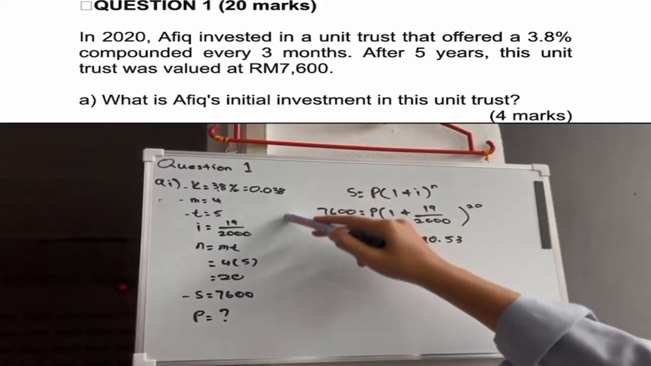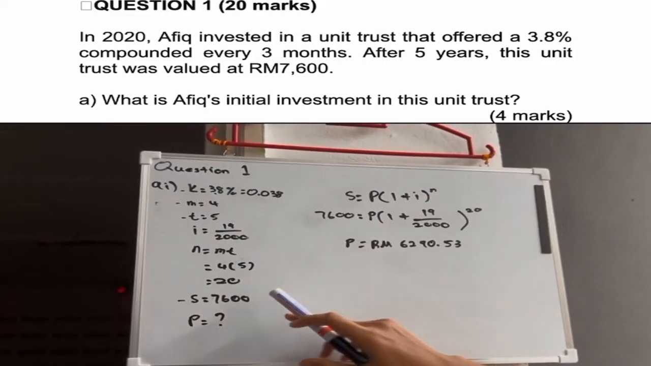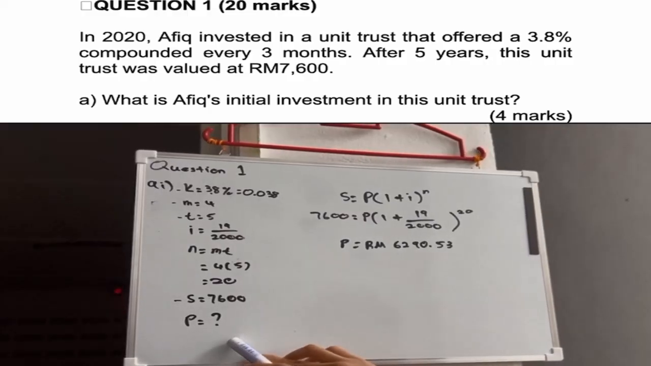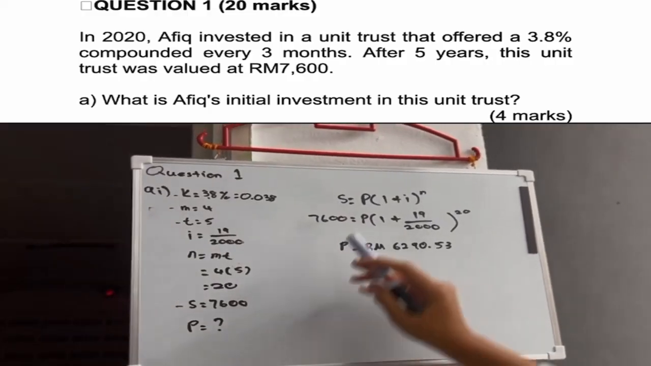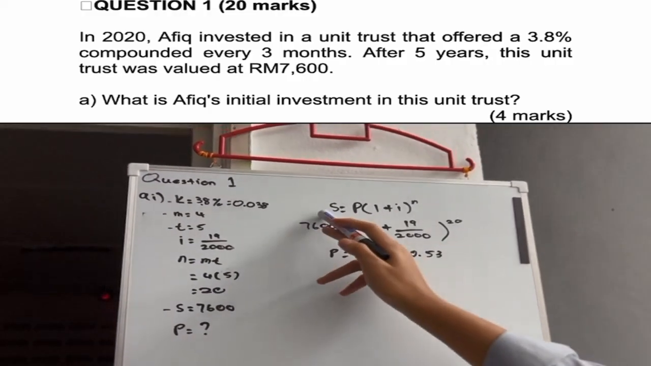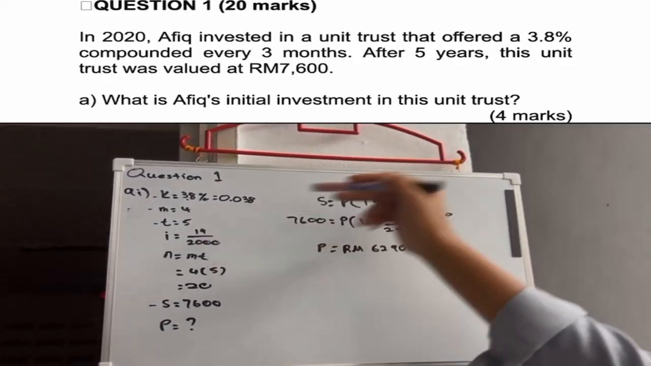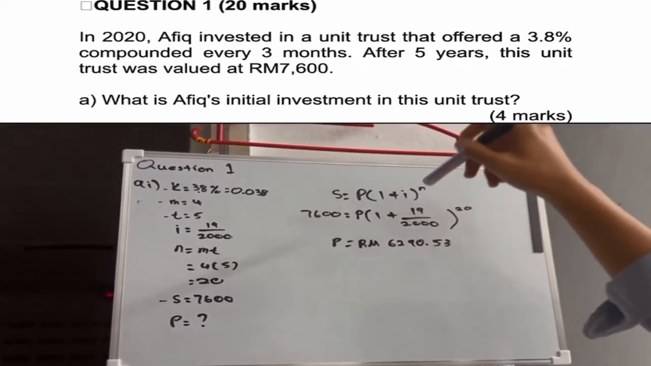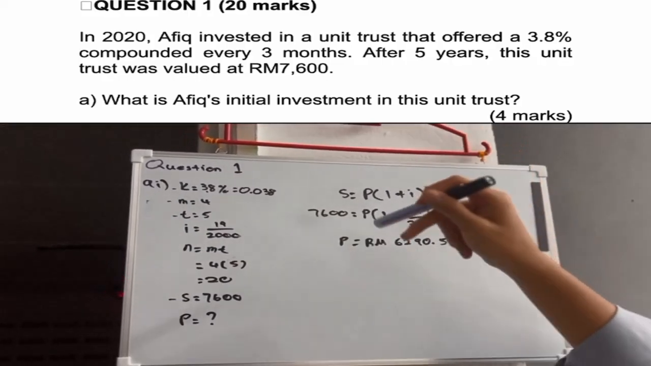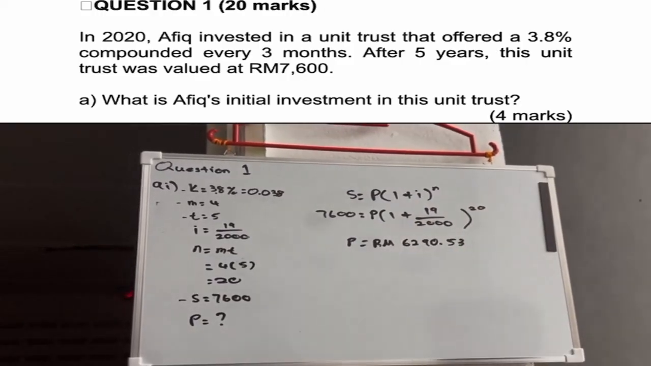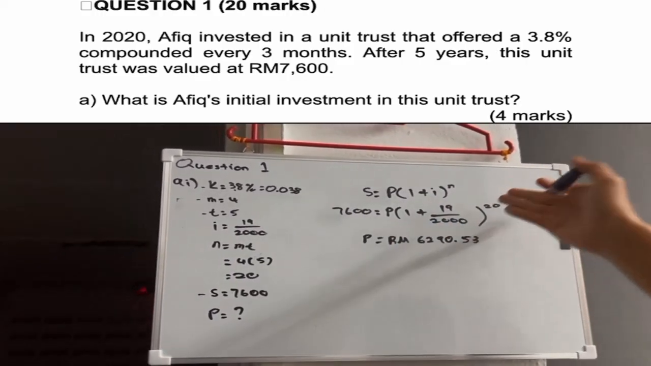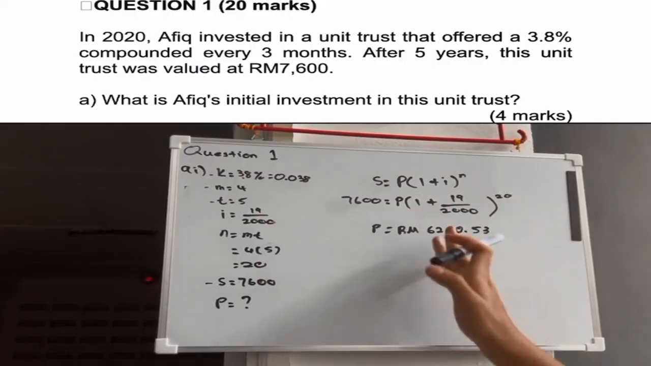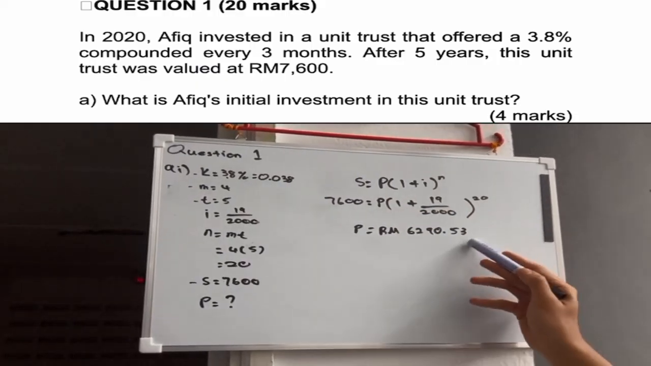So now all the information is here. What we are looking for is our P, which is the original principal. In order to get this, we just key all of this into our calculator based on this formula. This formula is based on compound interest, and after you key in, it should look like this, and then your answer will be like this.